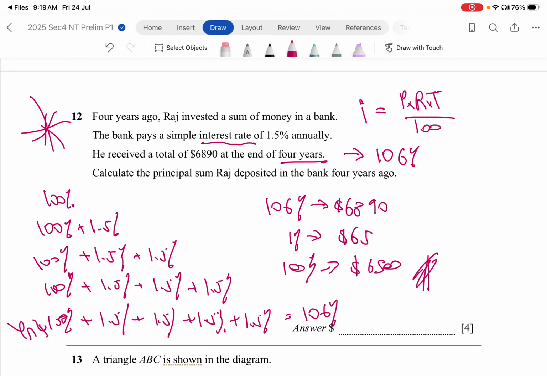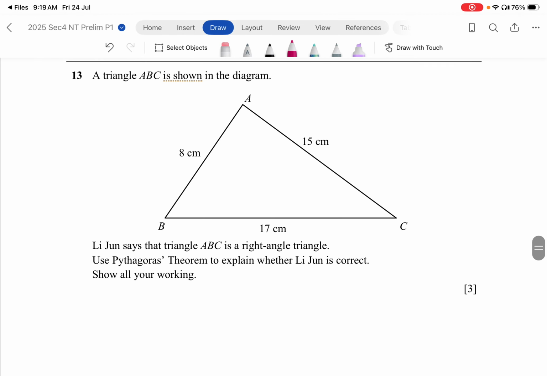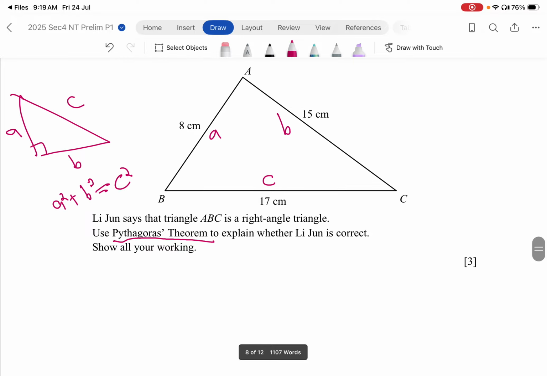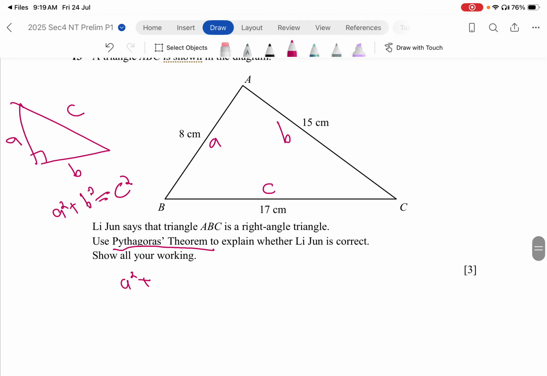Okay, for this, the next one. Use Pythagoras theorem to show whether the equation is correct. Remember what's Pythagoras theorem? A squared plus b squared equals c squared. Choose the longer side. For this, my c is 70, a and b can be 8 and 16. So use Pythagoras theorem, a squared plus b squared should equal c squared. See if the value is correct.